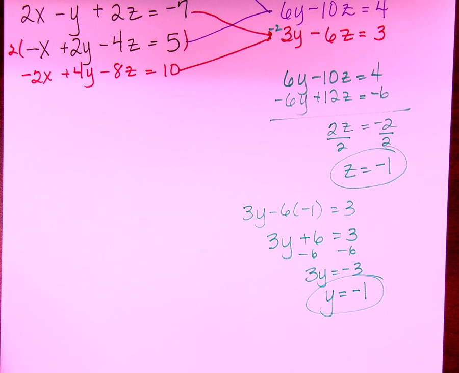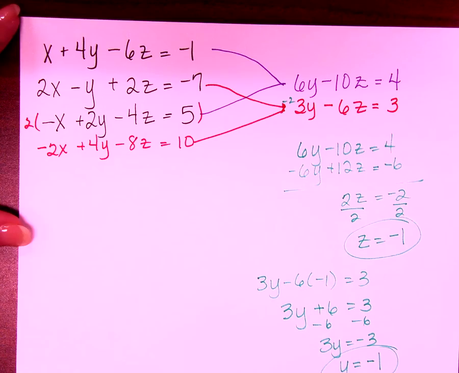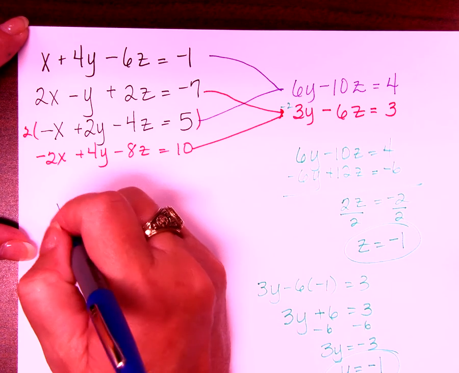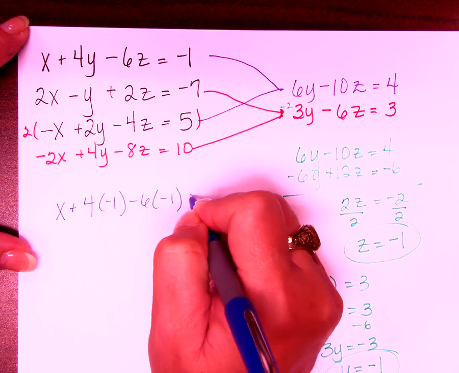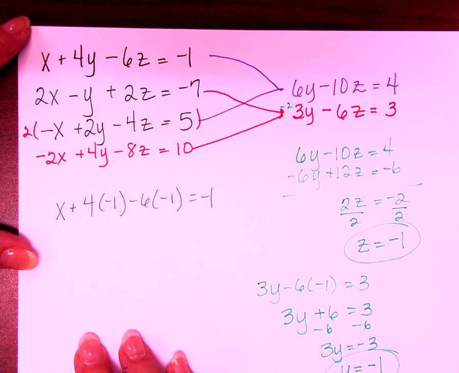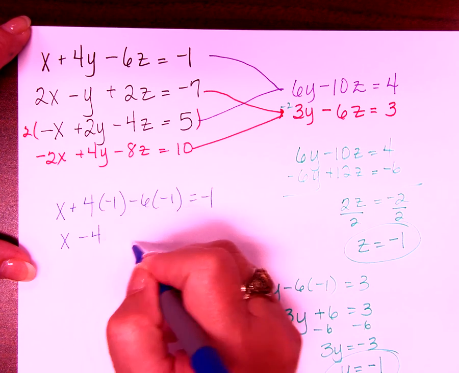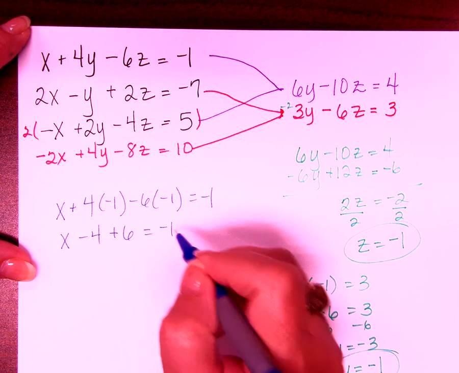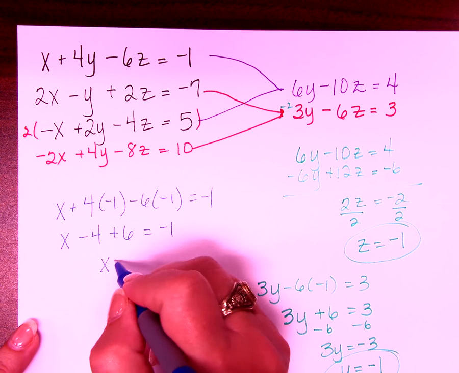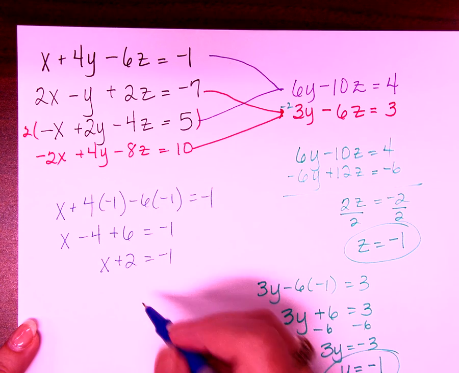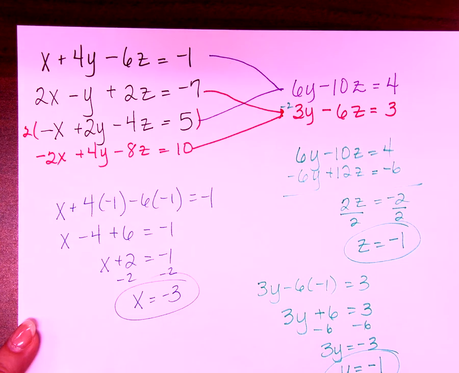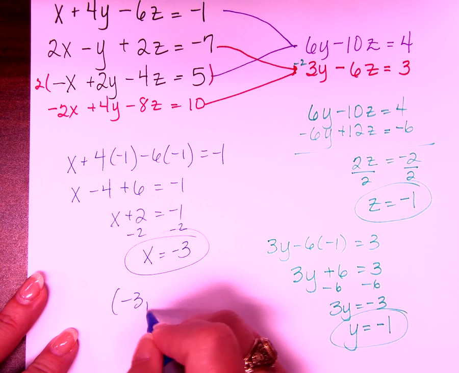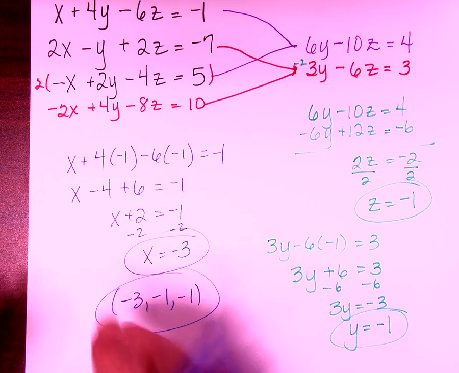And now all I have left to find is x, right? So go back to one of the original equations. Which one do you choose? So x plus 4 times -1 minus 6 times -1 equals -1. X minus 4 plus 6 equals -1. X plus 2 equals -1. Subtracting 2 from both sides gives me x equals -3. -3, -1, -1. Got it?